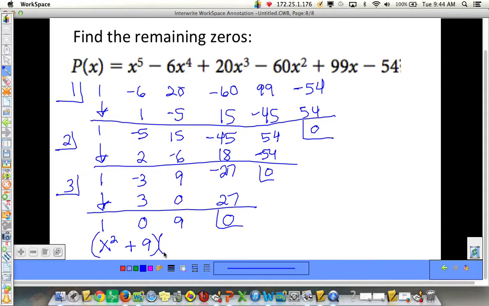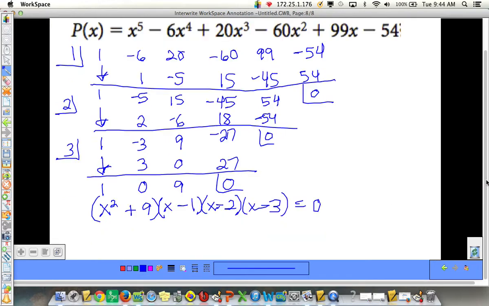So factored form, I have this, times this, times this, times this, equals 0, because we're looking for the zeros. So we already know 1, 2, and 3. So now we just need to solve the x squared plus 9 to see what my last two zeros are. So you can take this remaining factor and set it equal to 0 and solve for x.